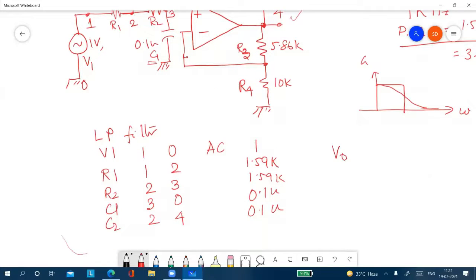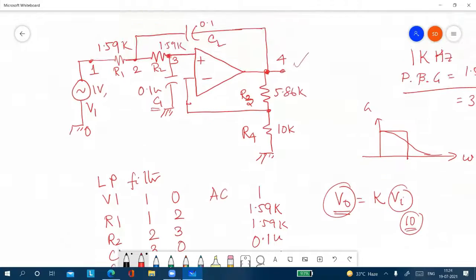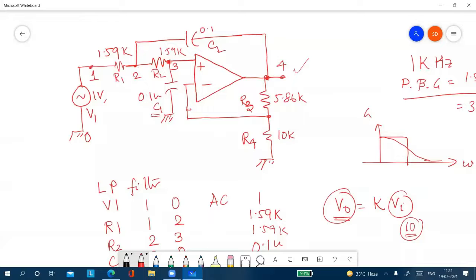So what is the output? We know the output is K into the input. That is the formula, you know, where K is 1 plus RF by R1. So output is V0. That means the output depends on the input. If input is 10, what will be the output? It will be K times 10. What is K? K times 10, that is 1 plus RF by R1. You can calculate K.